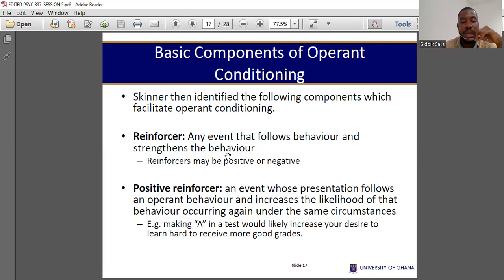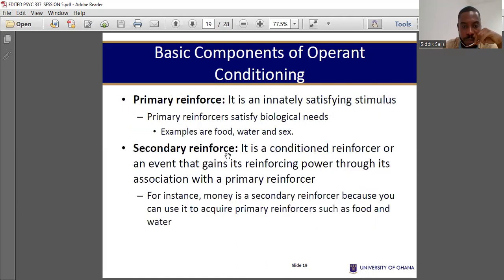With regards to reinforcers, we have primary reinforcers and secondary reinforcers. Primary reinforcers are innate, meaning they are with us instinctually. It is an innately satisfying stimulus; it satisfies our biology, it works from our genes. Examples are food, water, and sex.